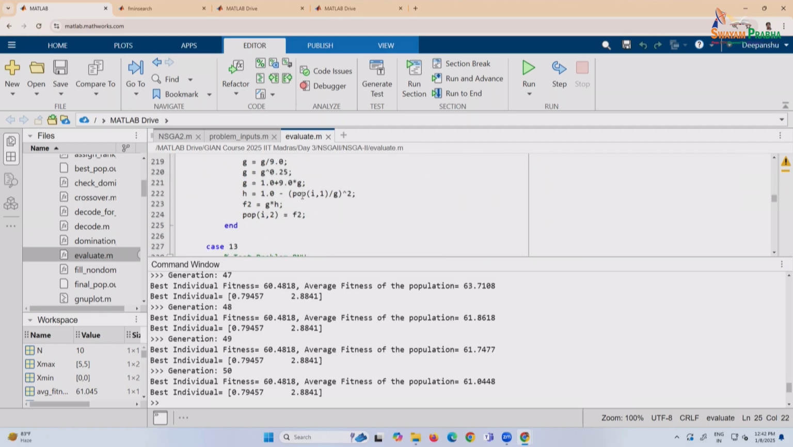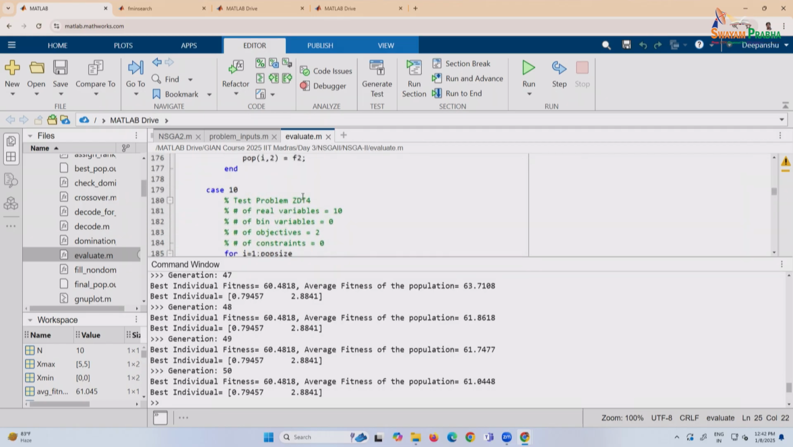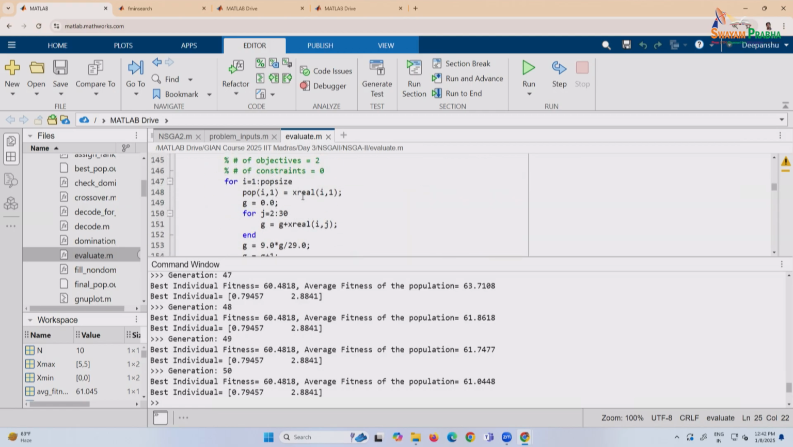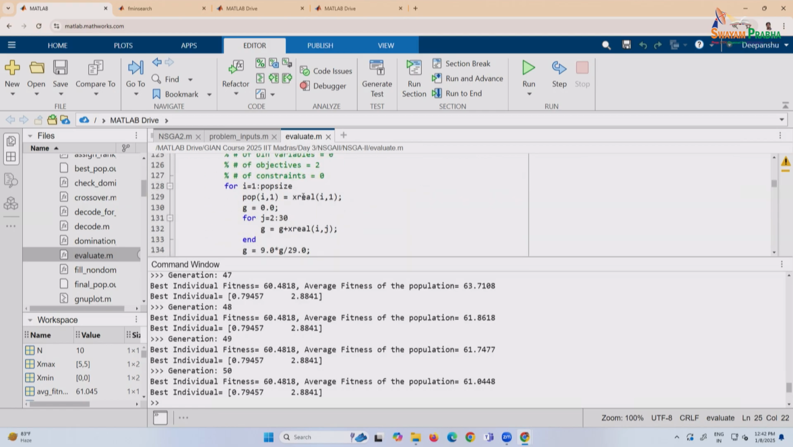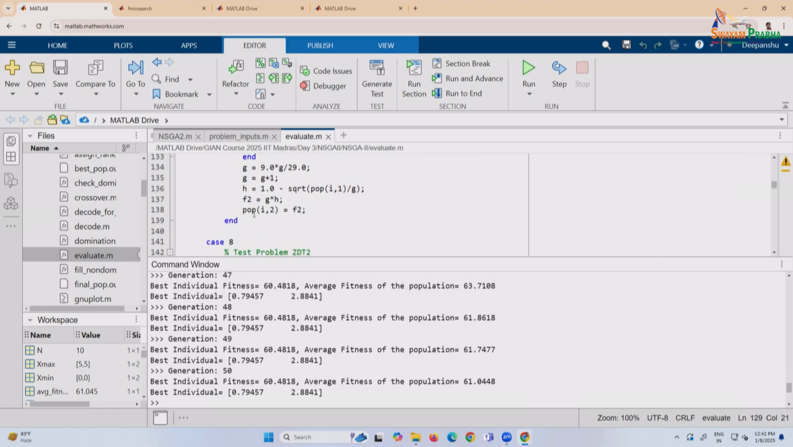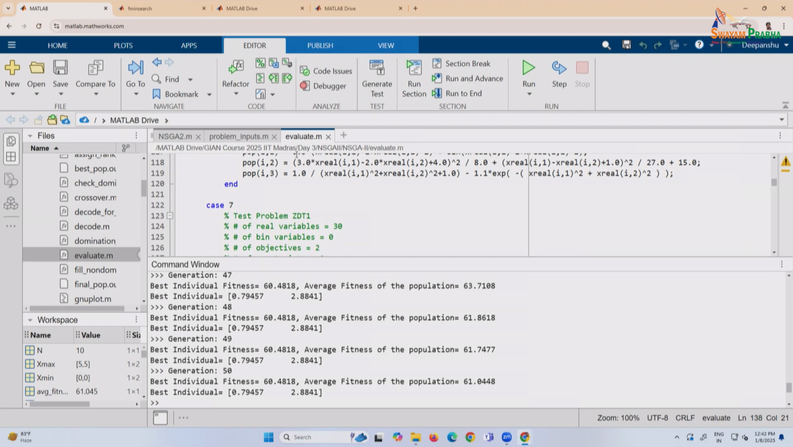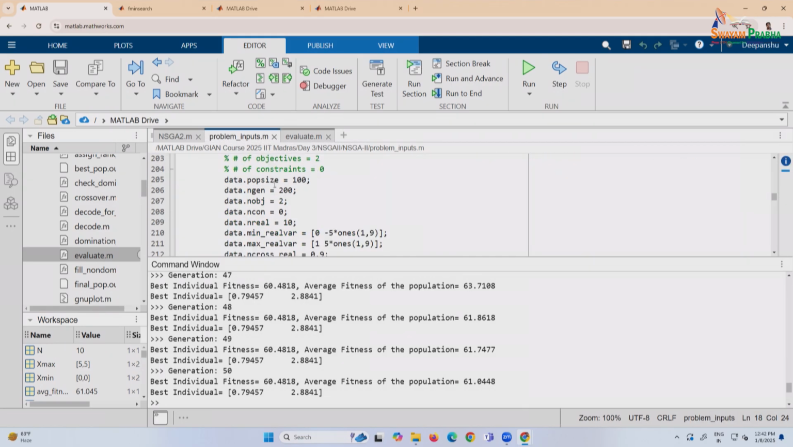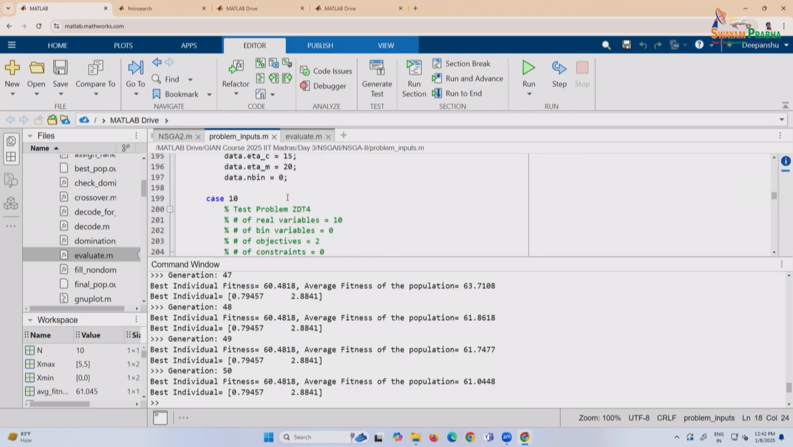Okay, let's try with one constraint. Let's do ZDT1. So ZDT1 is number 7, right? There are 2 objectives. The first one is here. The second one, I think I define it here. There is no constraint. Okay, so case 7 we are going to do. So now we go to problem inputs, and we'll do NSGA2 problem input 7.